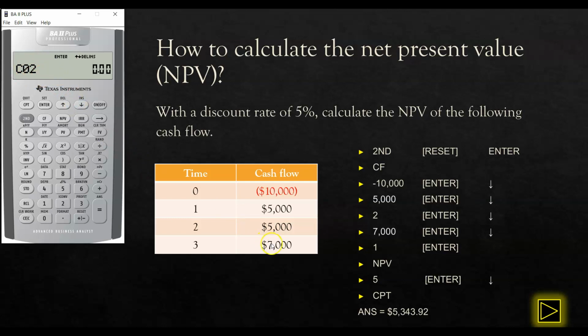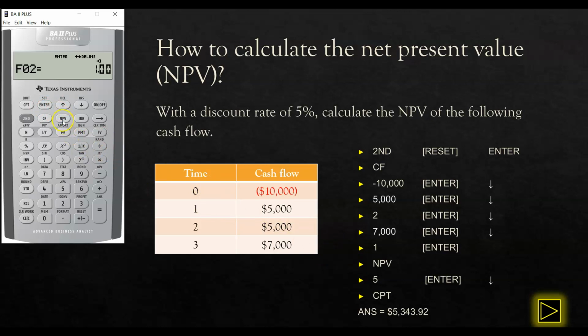In this case, that would be the $7,000. 7,000, enter that, C02, then you press the downward key. This is your F02, the frequency of the second unique future cash flow. The default value is always 1, so you don't have to change that. You don't have to do anything here. And then now you're ready to calculate the NPV.